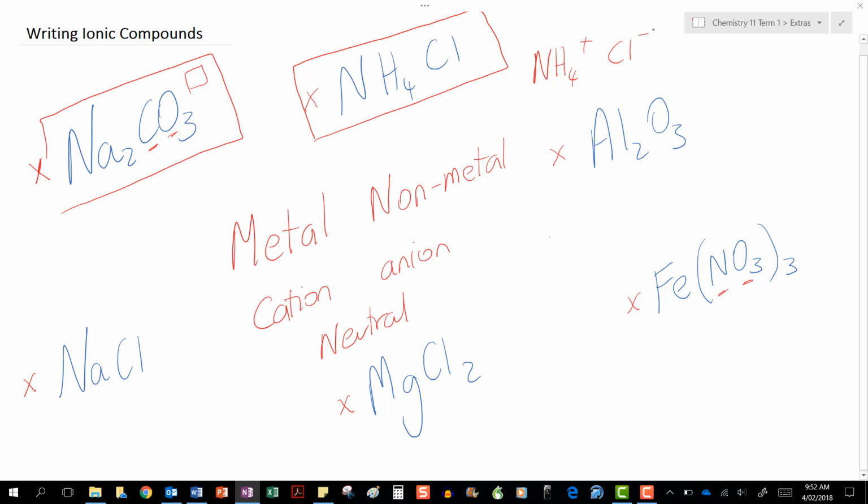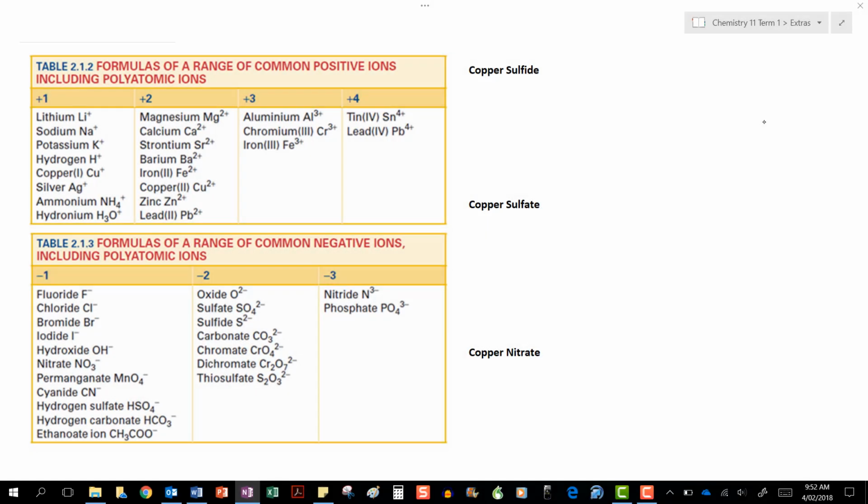Now let's have a look at a typical exam question of writing a particular ionic compound. So here we have three questions. We're looking for the ionic compound formula for copper sulfide, copper sulfate, and copper nitrate. Eventually you will have memorized most of your metal cation charges and your anions. However, in the beginning you might be presented with two tables such as these.